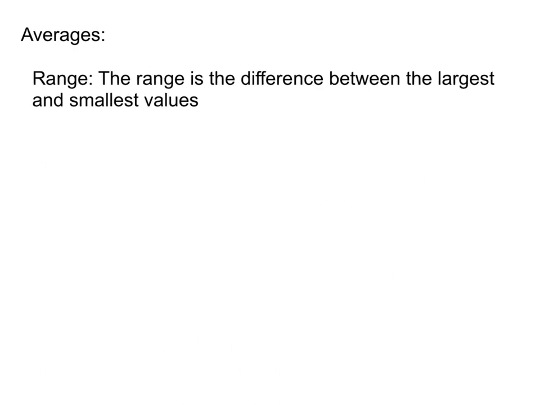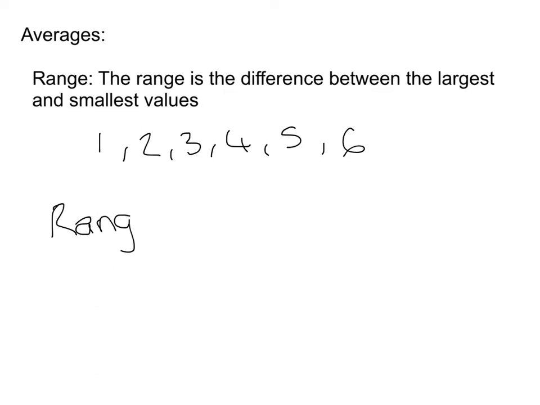And finally, we're going to look at the range, and the range is the difference between the largest and smallest values. So if I'm given a list of numbers 1, 2, 3, 4, 5, 6, and I'm asked to calculate the range, well, the range is the difference, which means we're going to have to subtract between the largest, which is 6, and the smallest, which is 1. So 6 take away 1 gives me a range of 5.